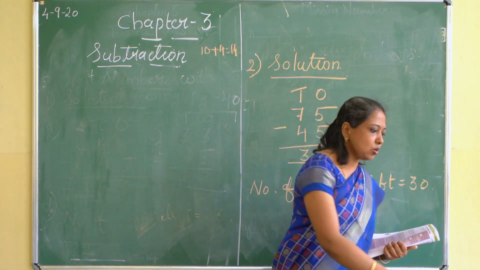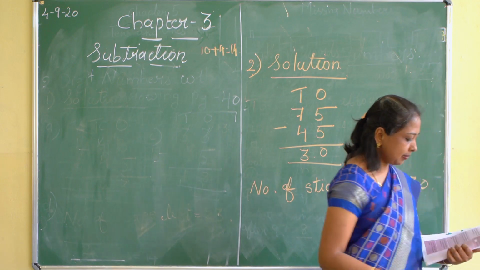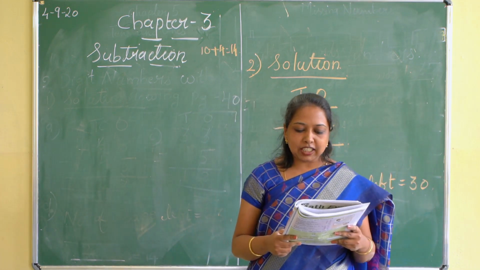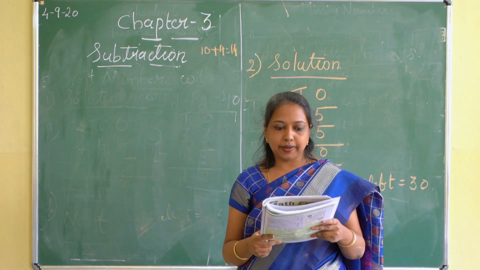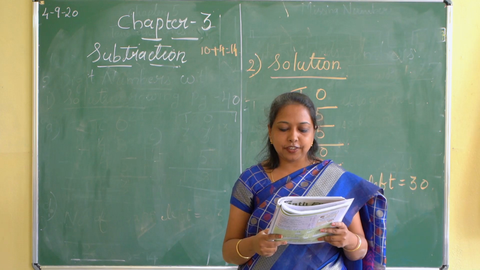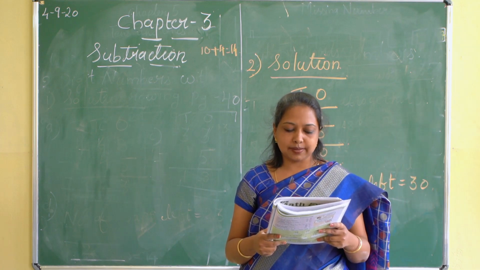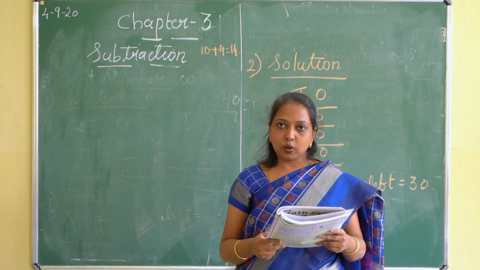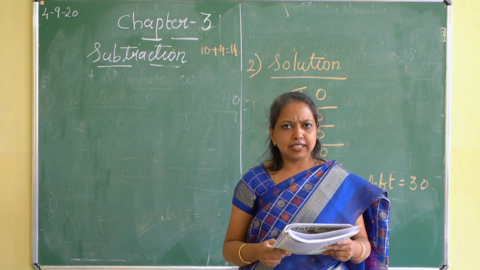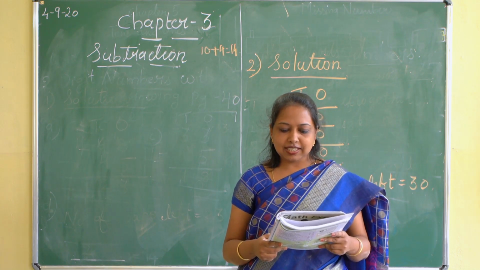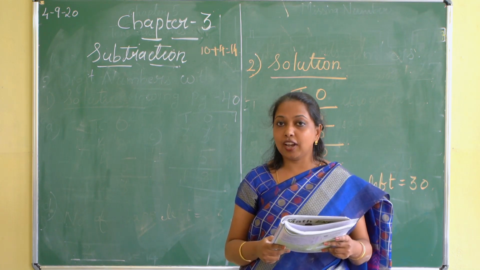I will read the first question. There were 895 packets of crackers in a shop. During the festival, 754 packets were sold. How many packets were left in the shop? Okay. Did you find the keyword in this question? Yes. How many were left? What you have to do?